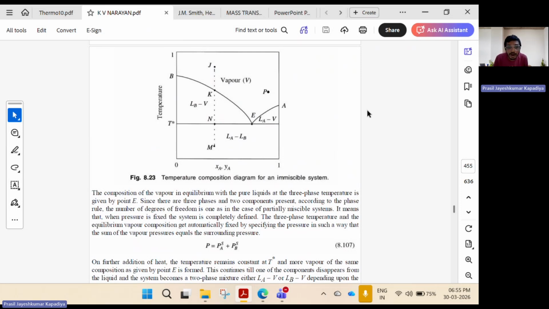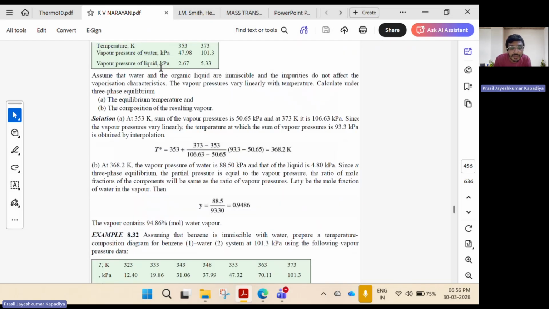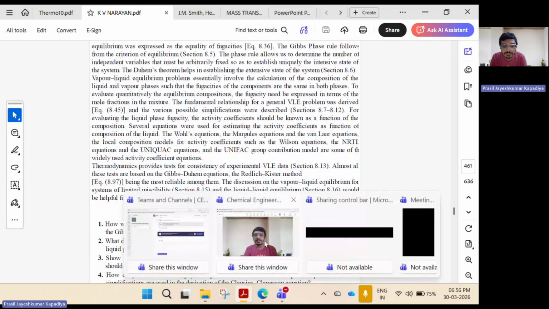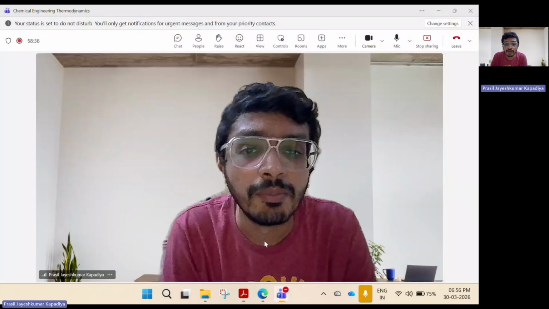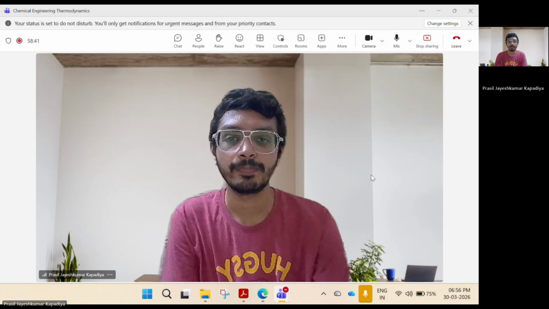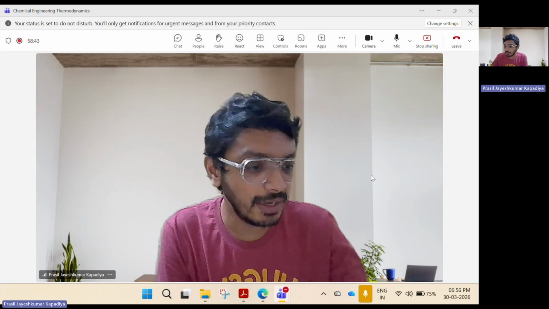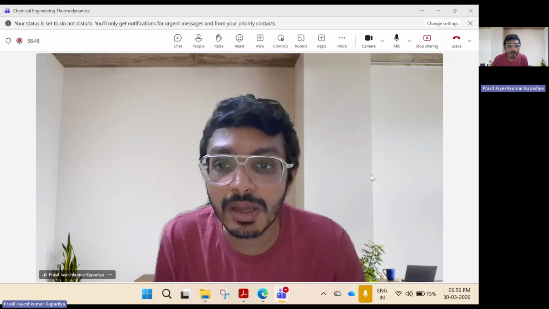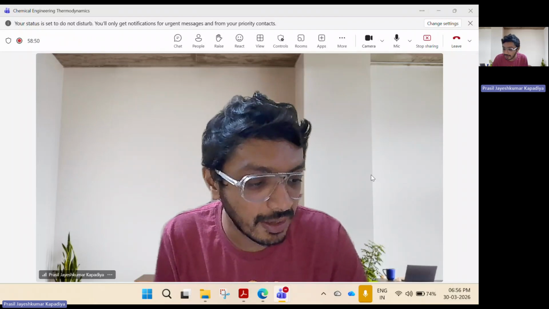And similarly, for this curve AB, I can write P2 set is equal to Y2 into P. So Y2 star will be equal to P2 set by P, and Y1 will be equal to 1 minus P2 set by P. Okay. So this was all about the three-phase VLLE diagram. This is slightly complex, but this part is just for understanding that this kind of complex system exists in reality.